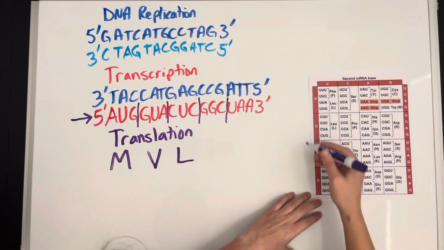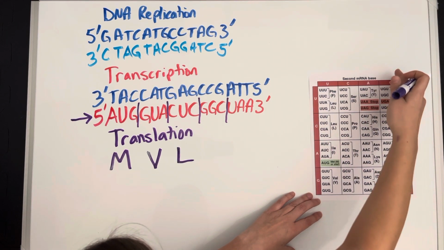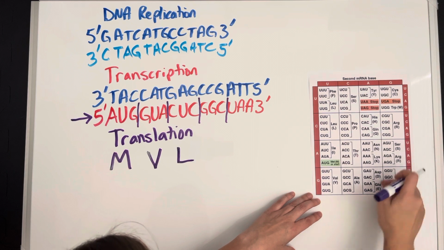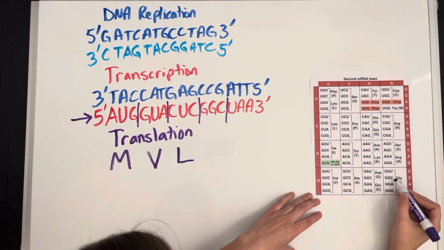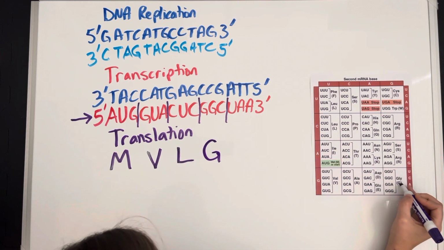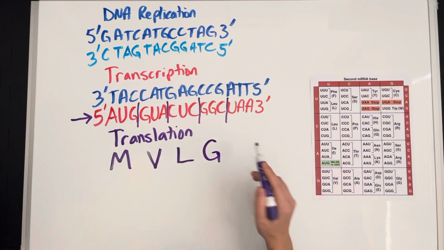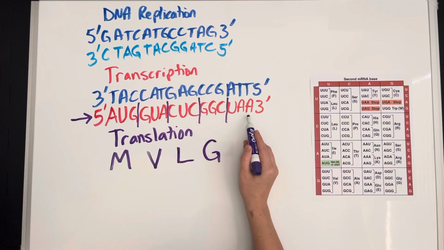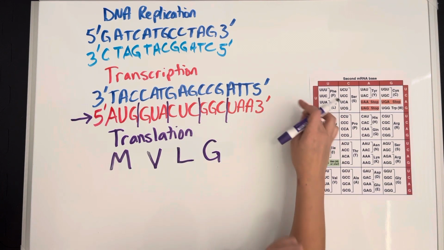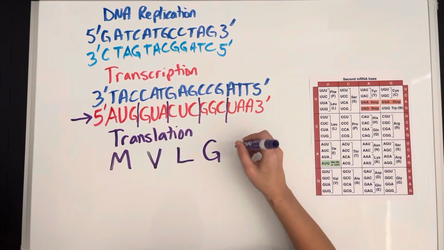GGC. G is down here. We look for the column that's G, which is the 4th one. So that means our answer is over here somewhere. GGC is glycine, so that says G on it. We only need the 1-letter code. We don't need the 3-letter code. And our last one is UAA. U is up here. A is the 3rd column. UAA says stop.